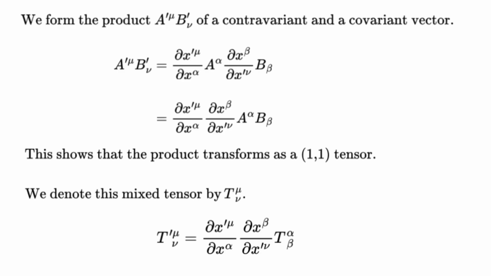We form the product A prime mu B prime nu of a contravariant and a covariant vector. This shows that the product transforms as a 1 1 tensor. We denote this mixed tensor by T superscript mu subscript nu.